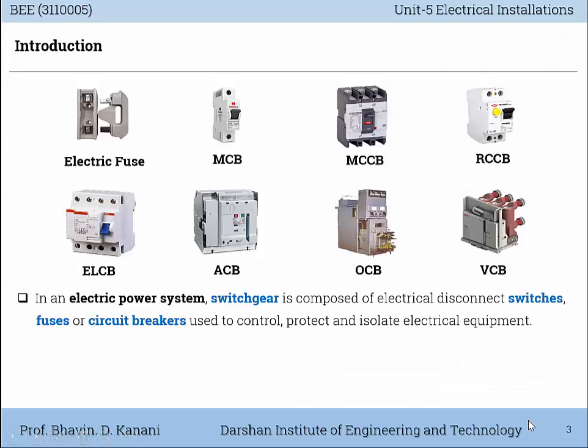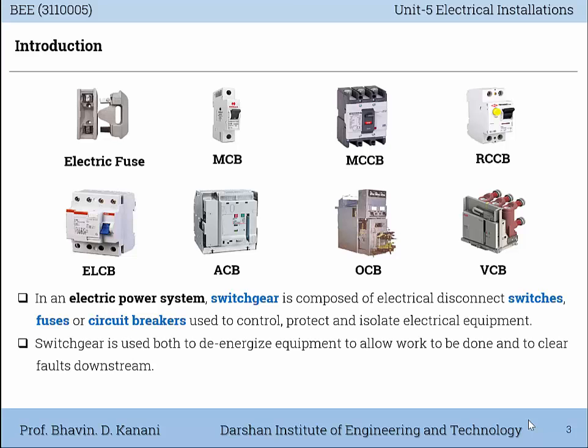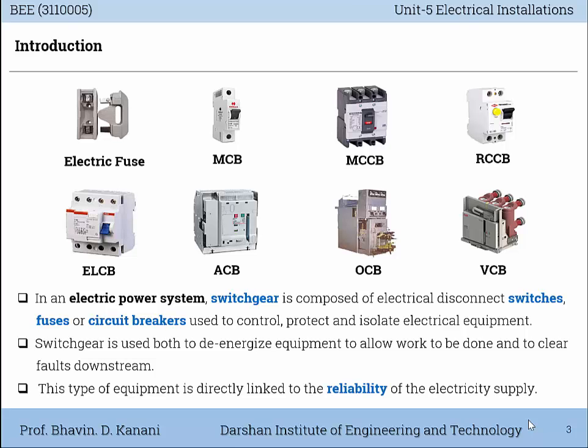Friends, in an electrical power system, switchgear is composed of electrical disconnect switches, fuses, or circuit breakers used to control, protect, and isolate electrical equipment. Switchgear is used both to de-energize equipment to allow work to be done and to clear faults downstream. This type of equipment is directly linked to the reliability of the electricity supply.